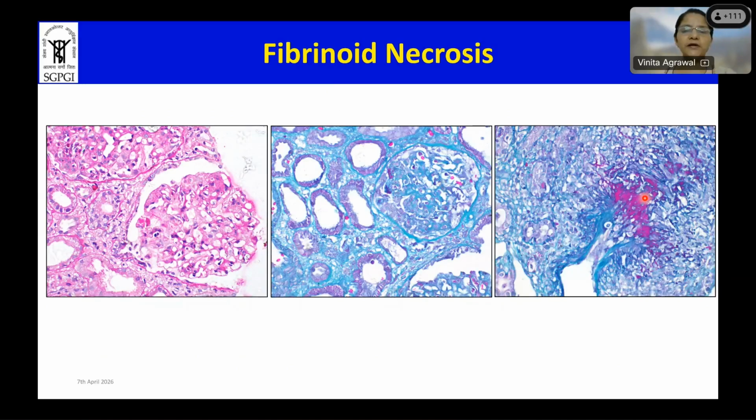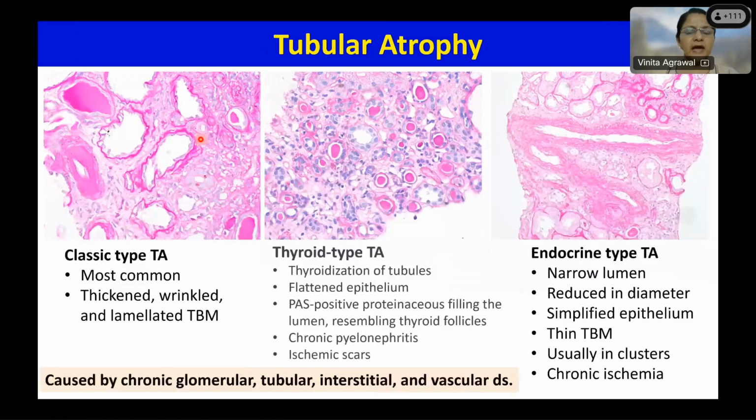And of course, tubular atrophy. We have three types of tubular atrophy. Typical tubular atrophy, which is known as the classical type, shows a thickened, wrinkled, and lamellated tubular basement membrane. You may have a thyroidization type of tubular atrophy, typically seen in chronic pyelonephritis and chronic diseases. And sometimes you may have an endocrine type of tubular atrophy, which I will show you in a high power.